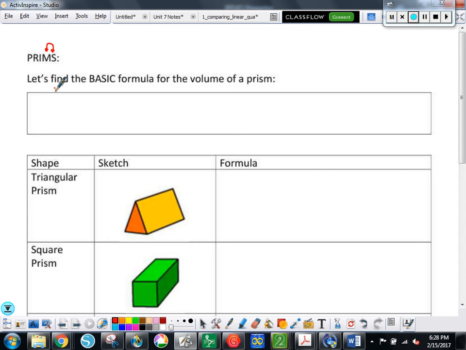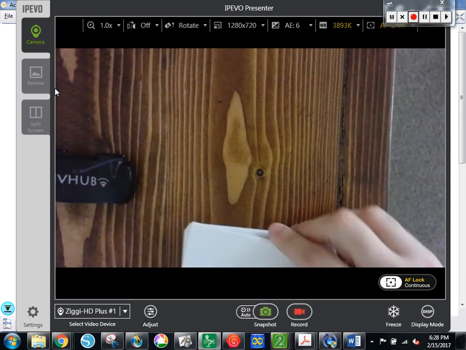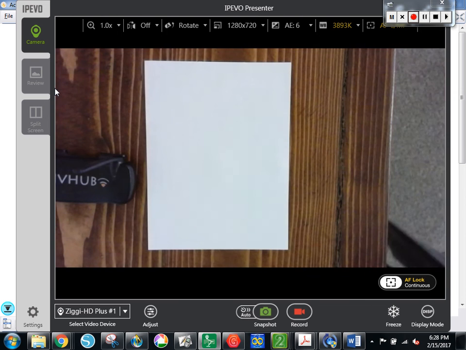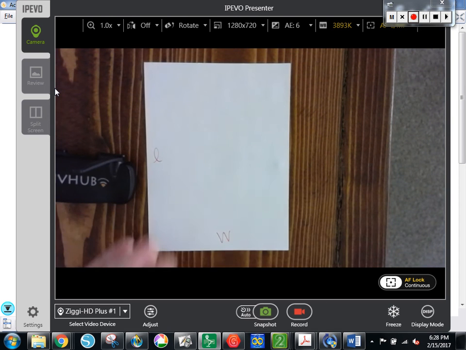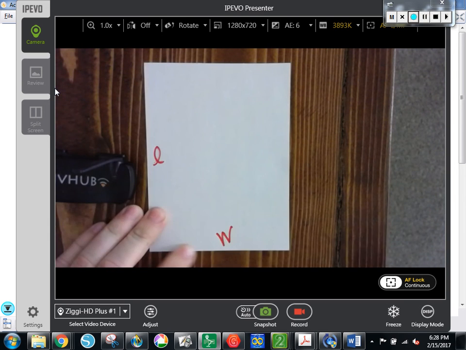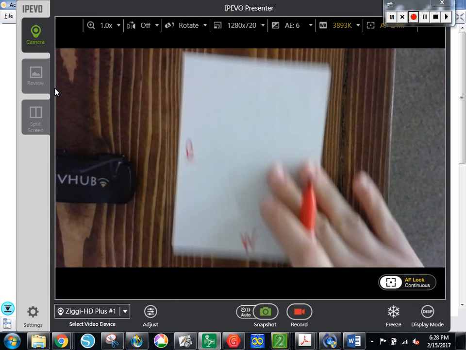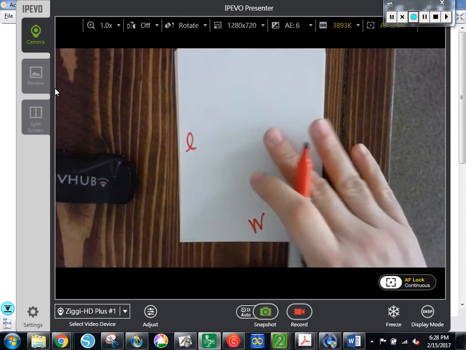So now we have to figure out the basic formula for the volume of a prism. Let's go back to our idea of this. How would I find the area of this rectangle? Area of a rectangle is length times width. Can you see that? No. Let me get a bigger marker. Hold on. Length times width.